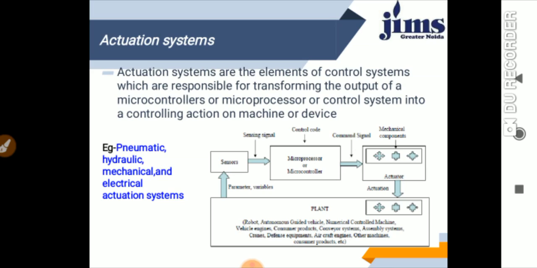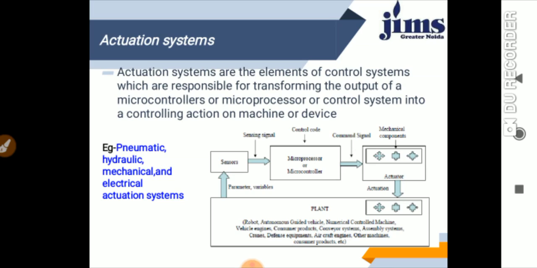For example, in this diagram, we have pneumatic, hydraulic, mechanical, and electrical actuation systems. All are power oriented devices. In pneumatic, air is used; in hydraulic, oil or other fluids are used; and then mechanical and electrical. These are all actuation systems, and we are concerned with that subject.